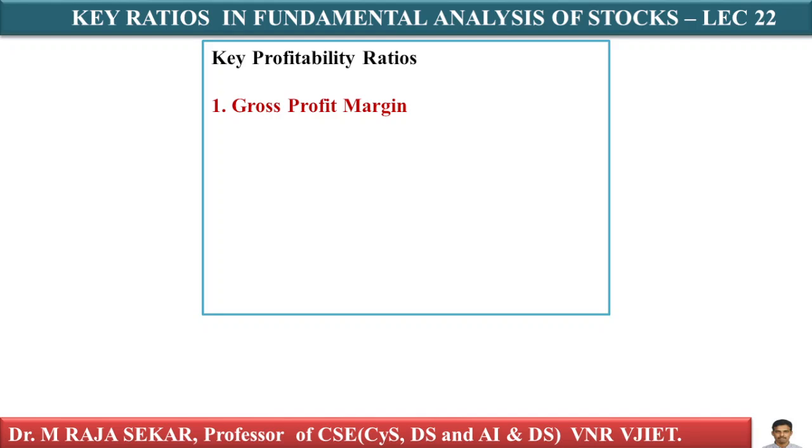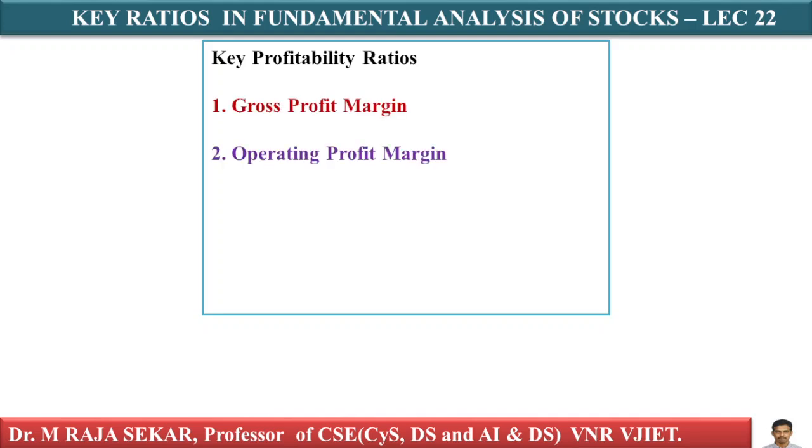What are the key profitability ratios? Let us try to understand key profitability ratios. First, what is the use of profitability ratios? Profitability ratios are financial metrics used to evaluate a company's ability to generate profit related to its revenue, assets, equity, or other financial metrics. These ratios help investors analyze and management assess a company's financial health and operational efficiency. We need profitability ratios.